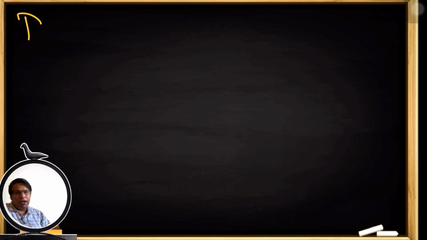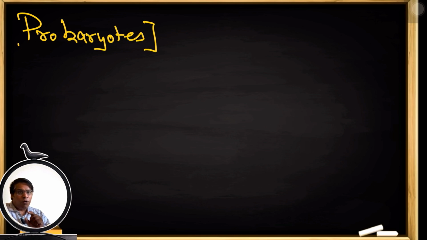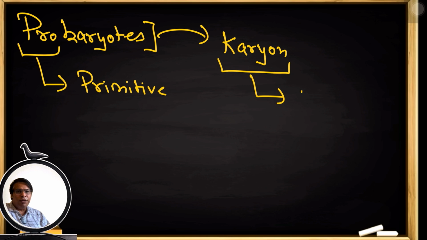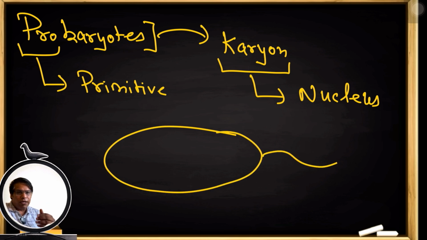Now here, if you see the term prokaryotes, pro means primitive. Karyotes, this word comes from karyon. Karyon here stands for nucleus. So in the case of prokaryotic cell, what you are going to see is a primitive type of nucleus.